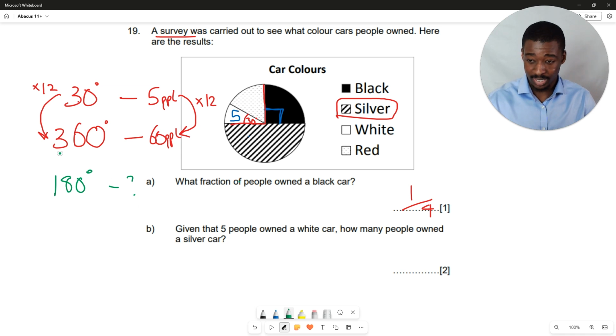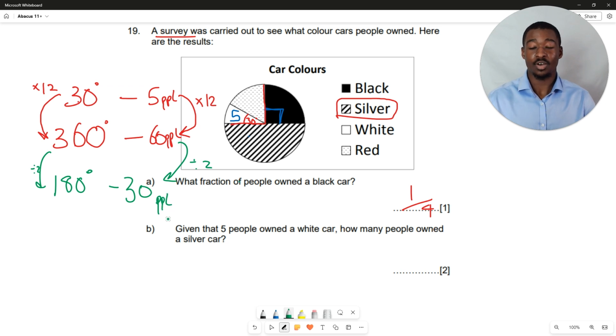Well, to go from 360 to 180, we divide by 2. So same thing here. We divide 60, make it a bit more clear, we divide 60 by 2. And dividing 60 by 2 gives us what? How many people? 30 people. So 30 people owned a silver car.